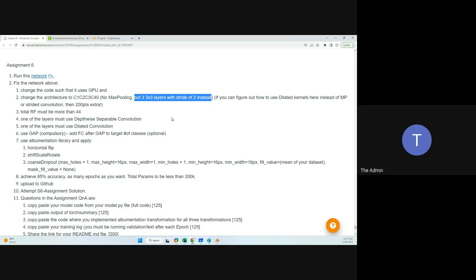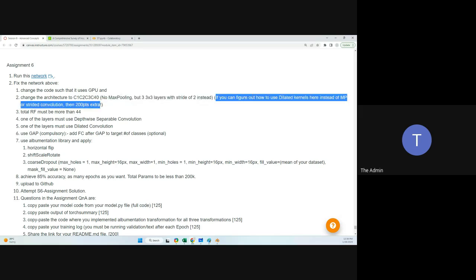Are we clear on the first point? Okay, so no max pooling. You have 4 blocks: C1 block, C2 block, C3 block, and C4 block, followed by output. You're not going to apply any max pooling. Instead of max pooling, you're going to apply a 3x3 with a stride of 2. You can figure out if you want to use dilated kernels also, right? You can use dilated kernels instead of max pooling or strided convolutions.